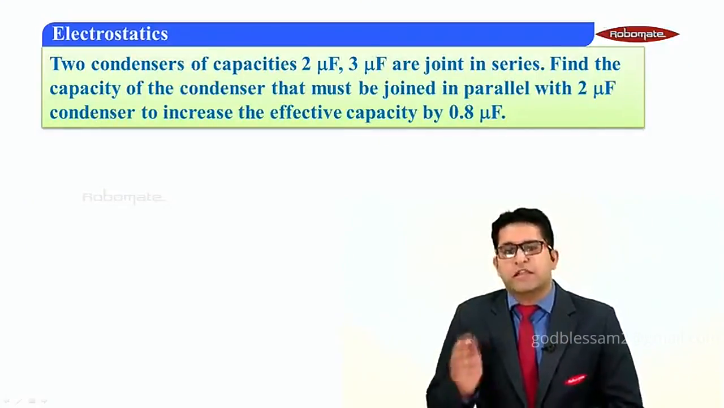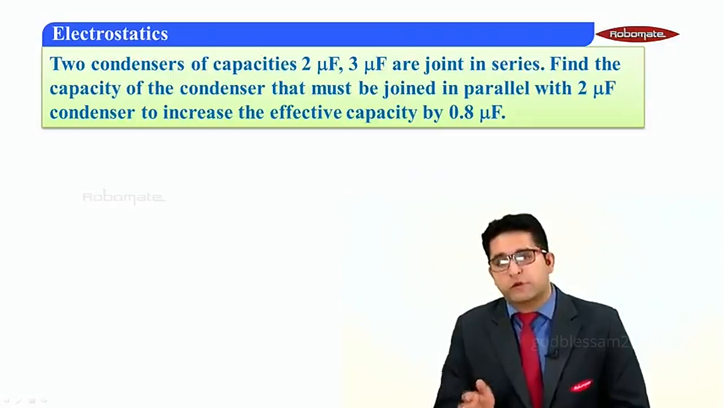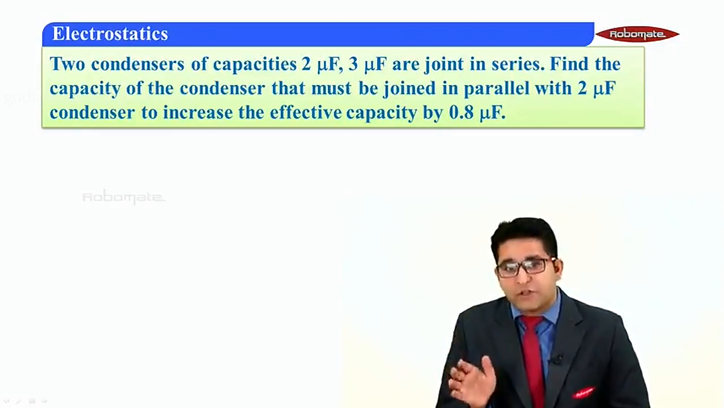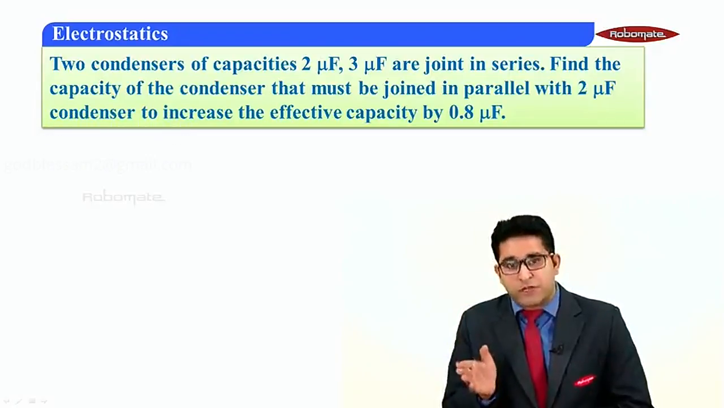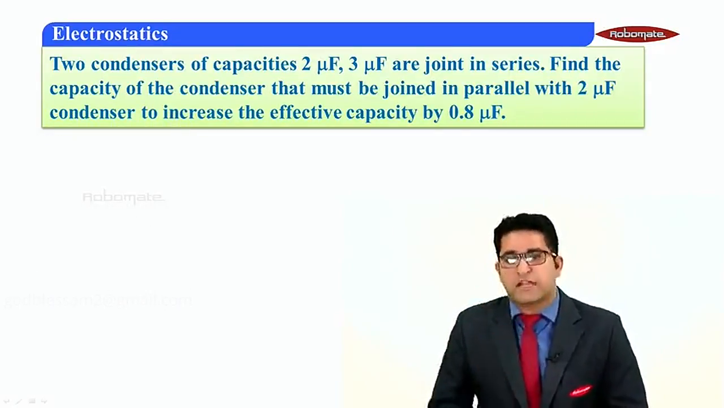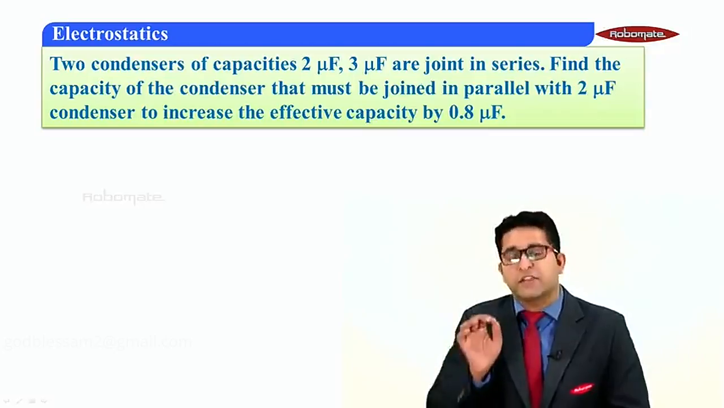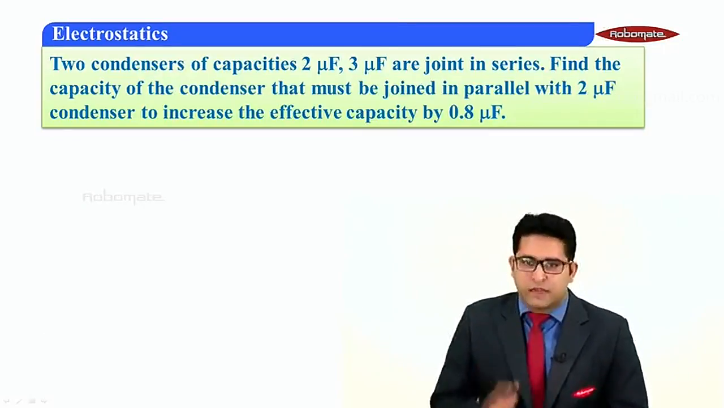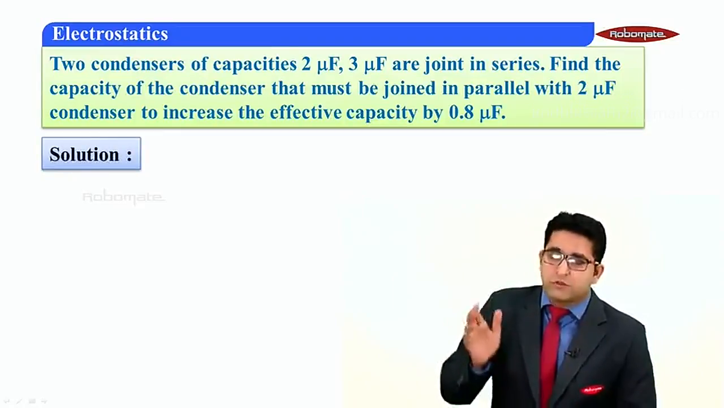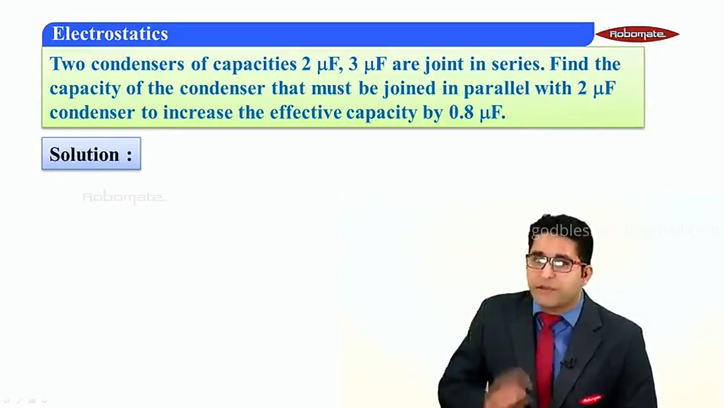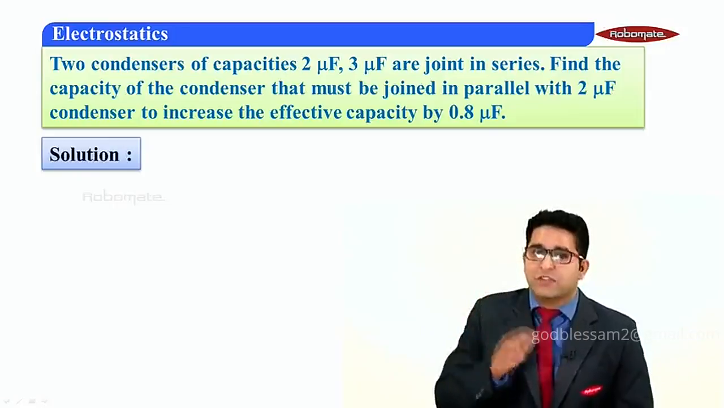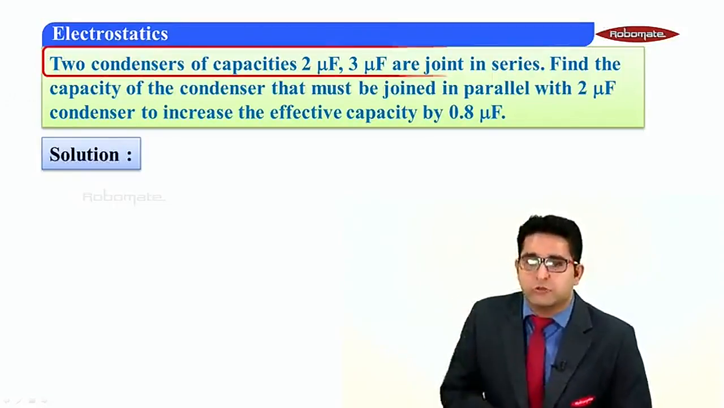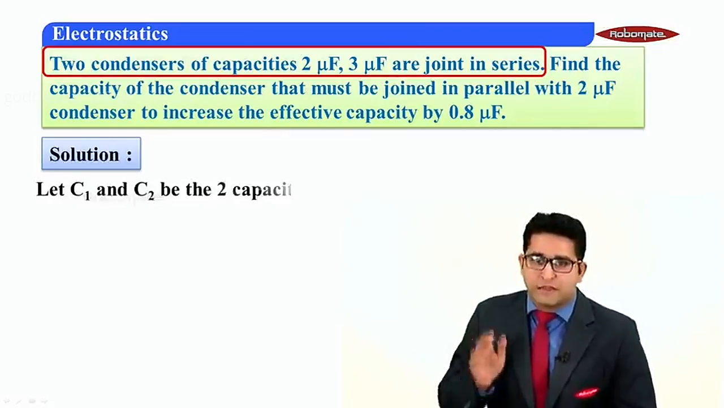It says two condensers of capacities 2 microfarad and 3 microfarad are joined in series. Find the capacity of the condenser that must be joined in parallel with the 2 microfarad capacitor to increase the effective capacity by 0.8. So let us analyze this. Initially, let us start with the solution. Here we are provided with two capacitors, 2 microfarad and 3 microfarad, joined in series. Let's say C1 and C2 are the two capacitors.